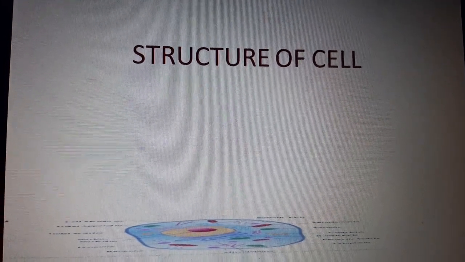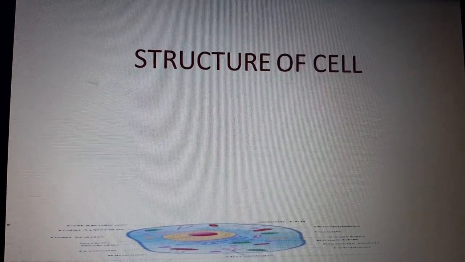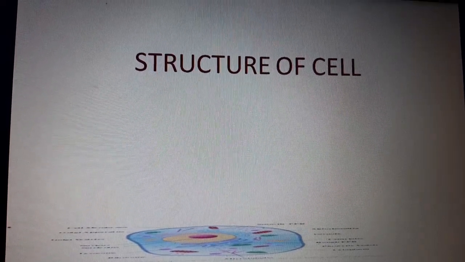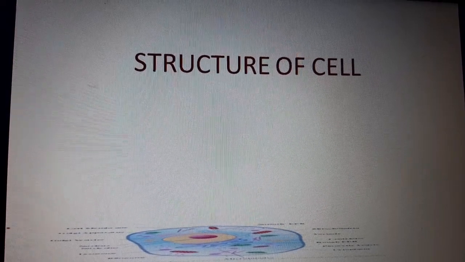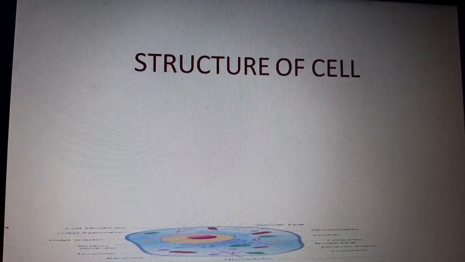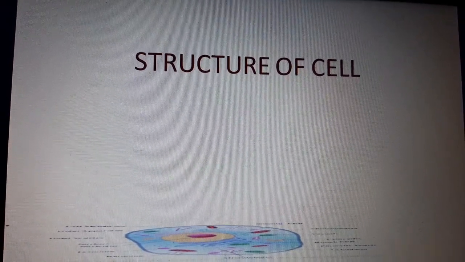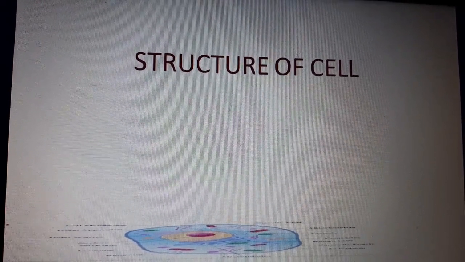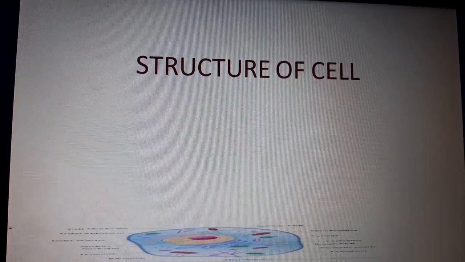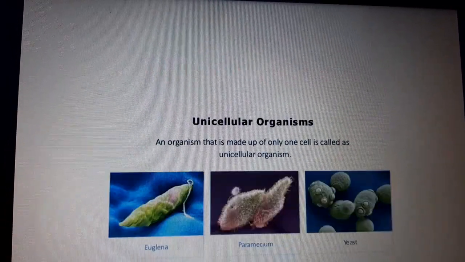Structure of cell. The smallest living unit in the human body is the cell. The animal cell and the human cell are quite different from the plant cell. The cell, that is the basic living unit, comprises various parts which help in the proper functioning and the various processes which are carried out inside the cell.